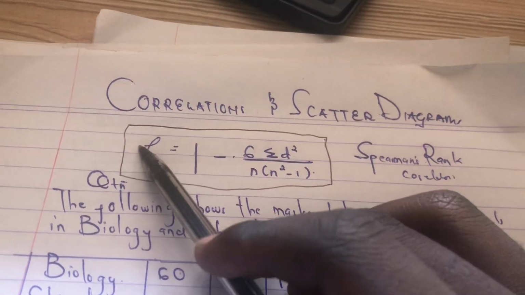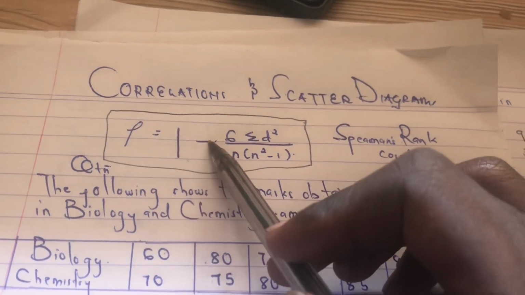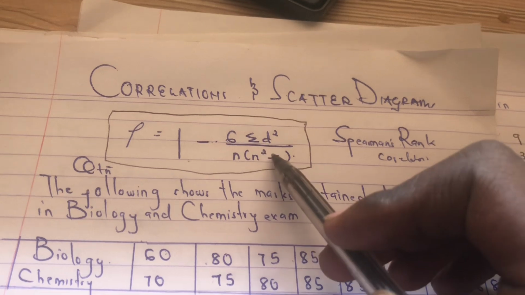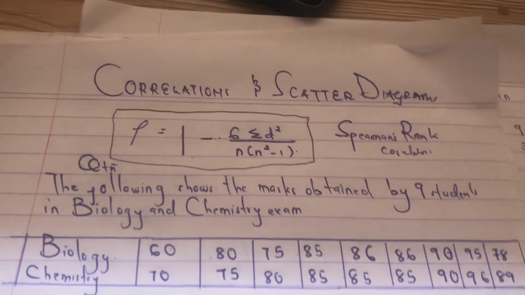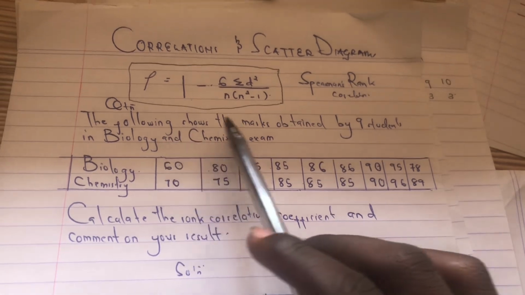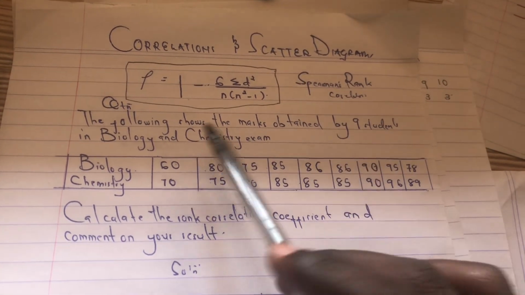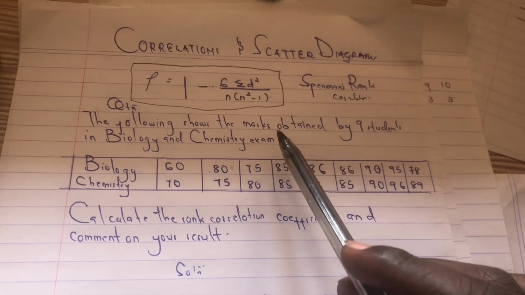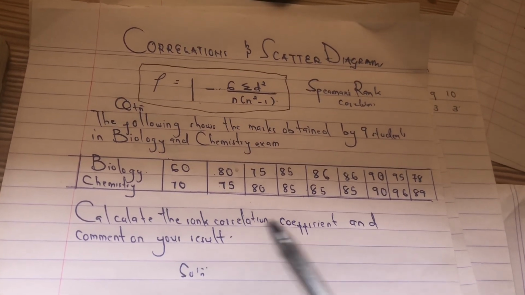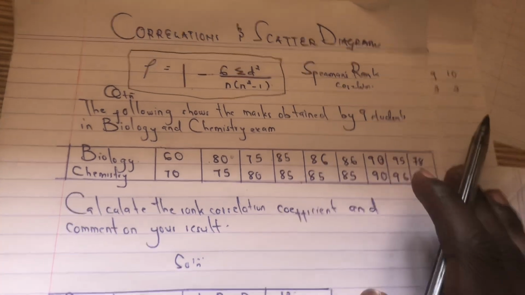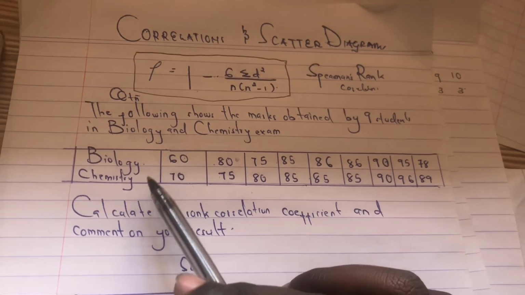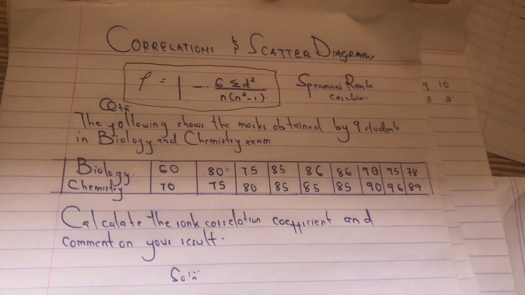This is it, that the correlation coefficient equals 1 minus 6 times summation of d squared over n times n squared minus 1. You're going to know what each of these means. Let's look at this example here. They've said the following shows the marks obtained by 9 students in biology and the chemistry exam. So these are the marks obtained by the students, and they say calculate the correlation coefficient and comment on your results. Are we together? So with this, we want to determine the relationship between biology and chemistry, whether the marks have a relationship or not.